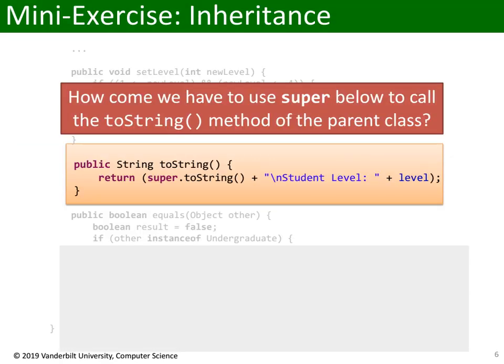So here's a mini exercise to check your comprehension. It is good to pause this and think about the answer, but you don't have to write it down. But see if you can figure out why we have to use the super to call the toString method in this statement.